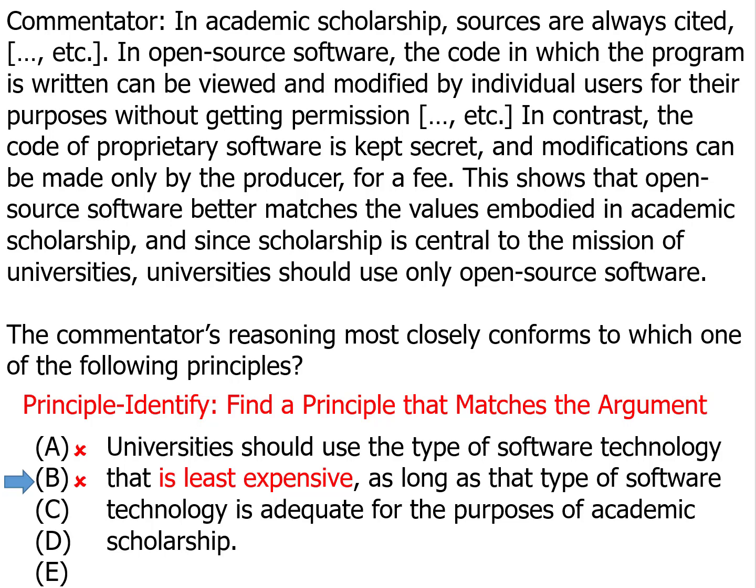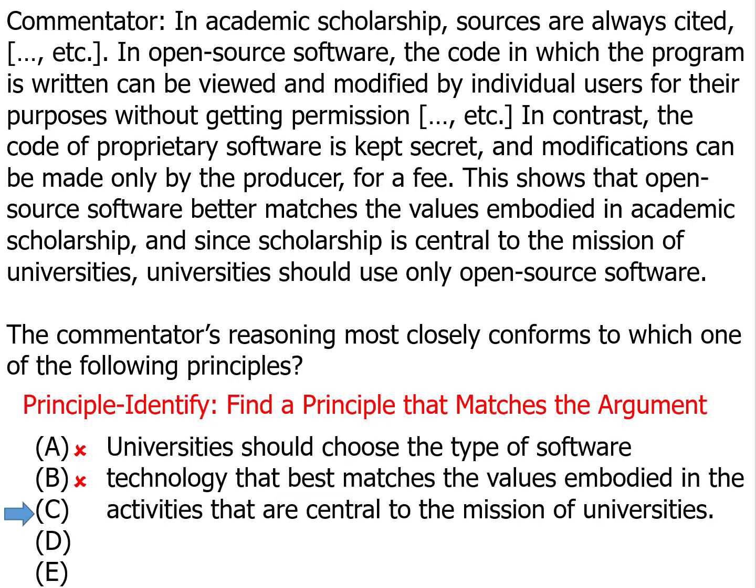Answer choice C. Now answer choice C is going to be our answer. Universities should choose the type of software technology that best matches the values embodied in the activities that are central to the mission of universities. Remember, scholarship is central to the mission of universities. Open source software best matches the value of scholarship, and they should pick that. So since answer choice C matches with what the commentator did, it is the answer.